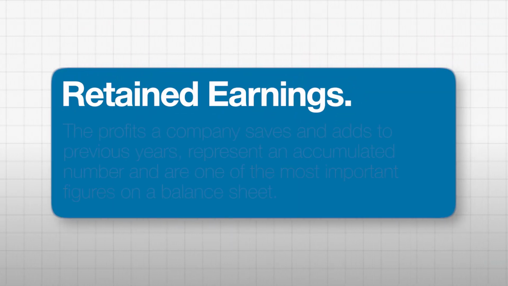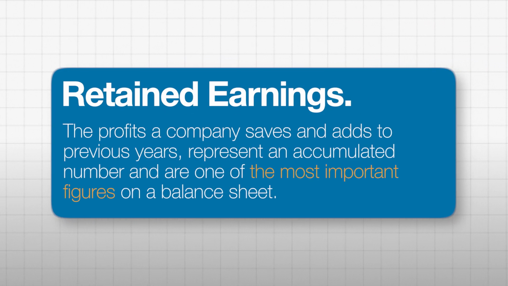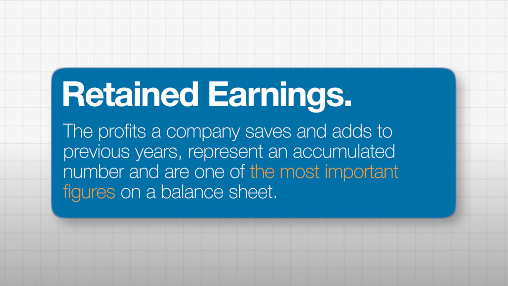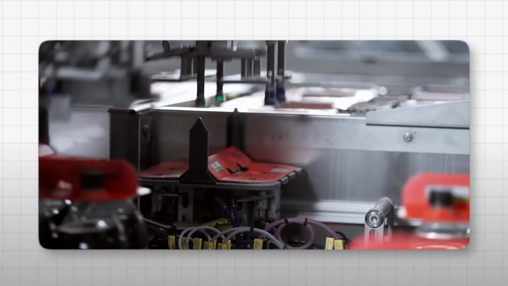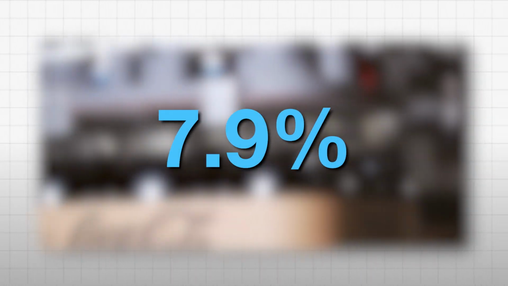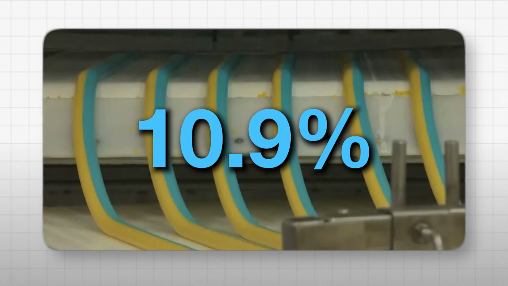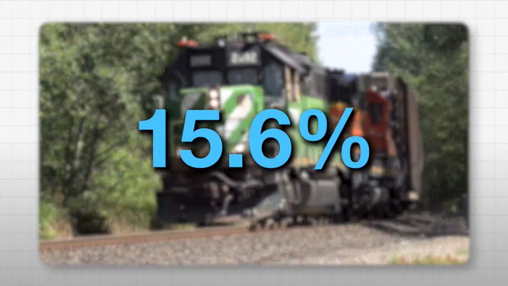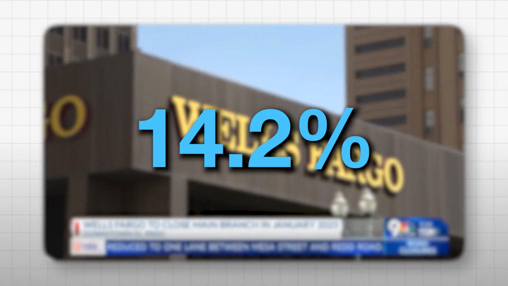Second, retained earnings. Retained earnings, the profits a company saves and adds to previous years, represent an accumulated number and are one of the most important figures on a balance sheet. Warren Buffett values companies that grow their retained earnings because it shows they are reinvesting to strengthen the business. Some of his favorite companies include Coca-Cola, growing its retained earnings by 7.9% annually, Wrigley by 10.9%, Burlington Northern by 15.6%, and Wells Fargo by 14.2%.